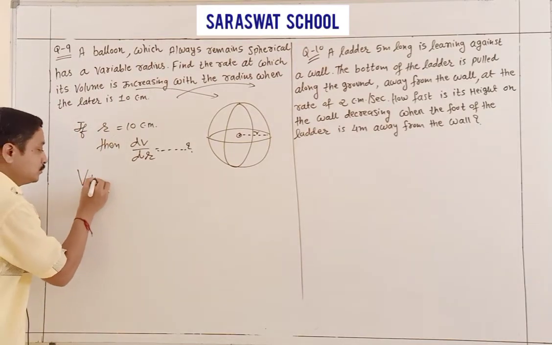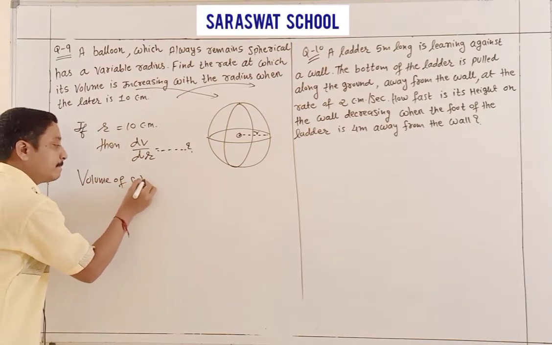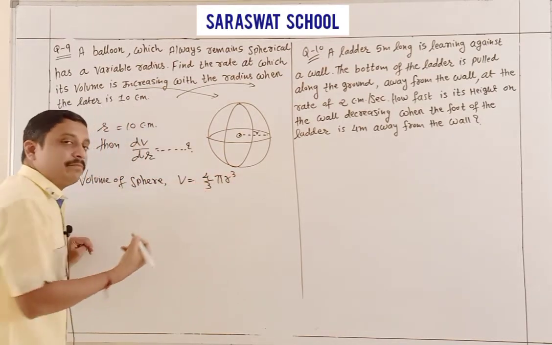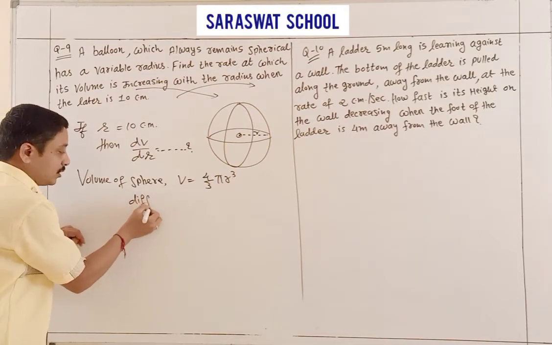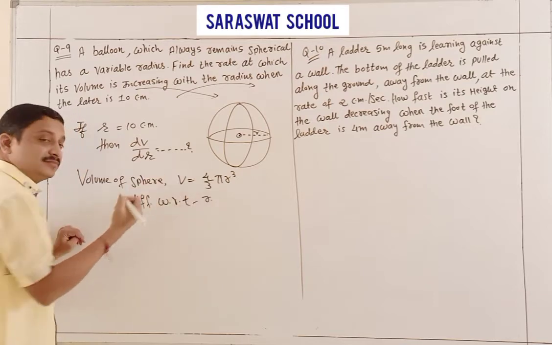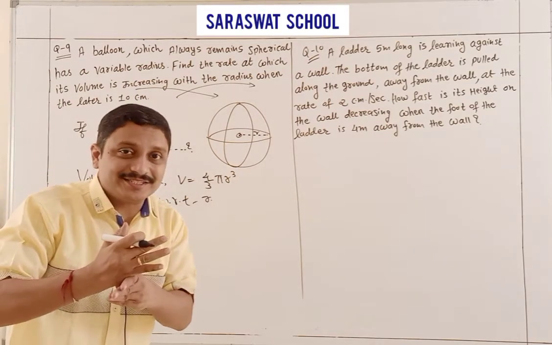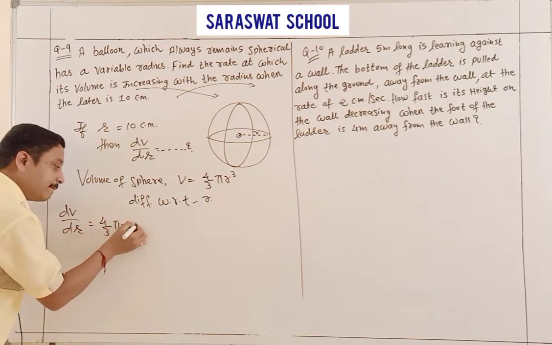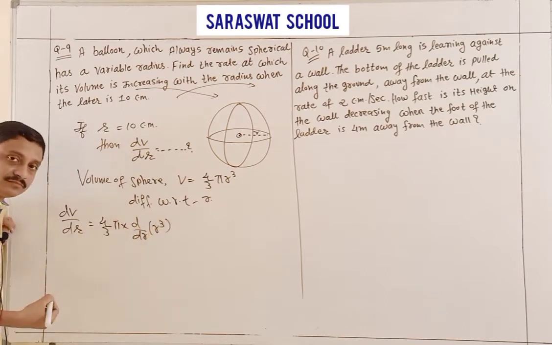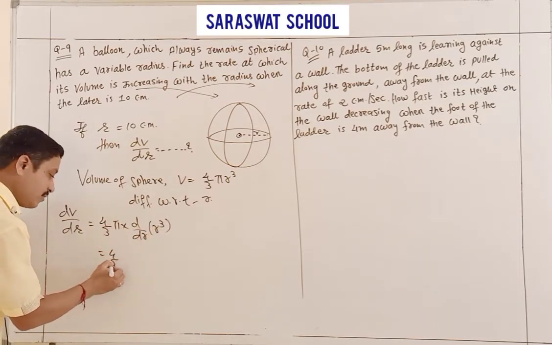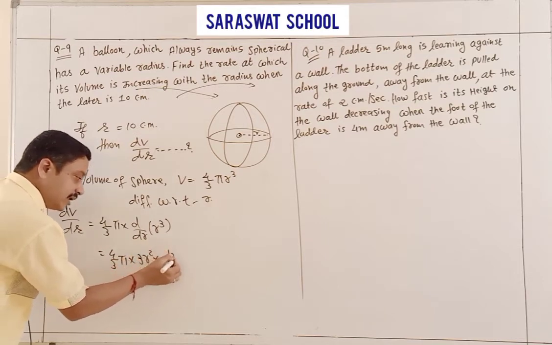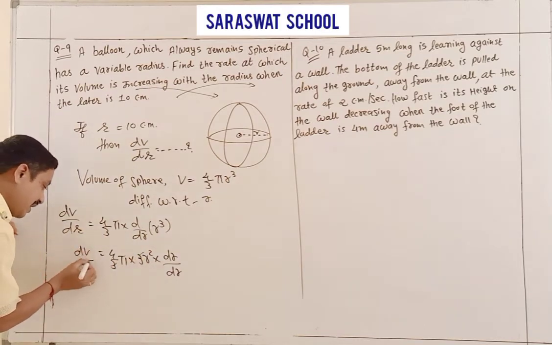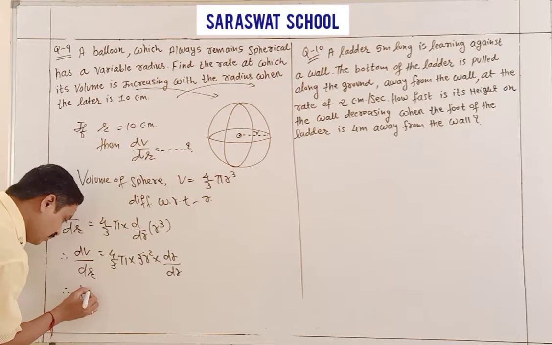So, what is the volume of a sphere? Yes, very easy: 4 by 3 pi r cube. And differentiation with respect to the radius. This is the main point. So, dV by dr: here 4 by 3 pi, d by dr of r cube. Now the derivative is very easy. 4 by 3 pi, 3r square, and here dr by dr itself is 1. The 3 cancels, and dV by dr, we happily derive our answer.